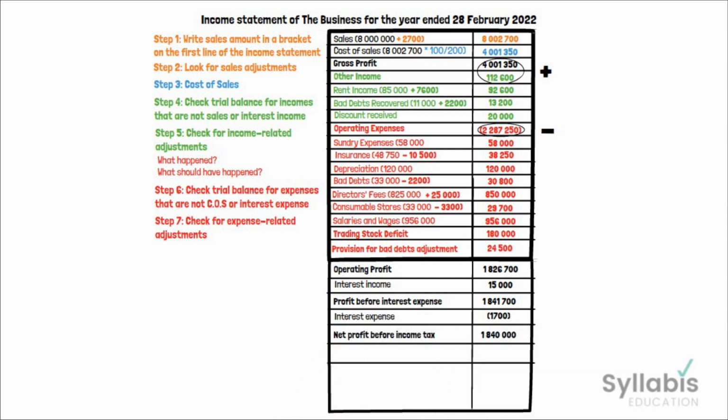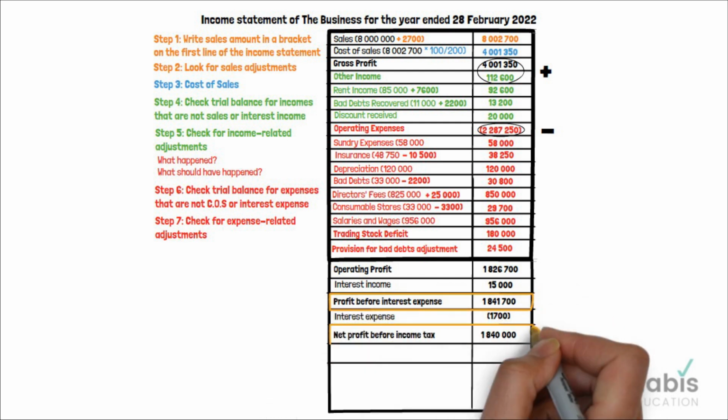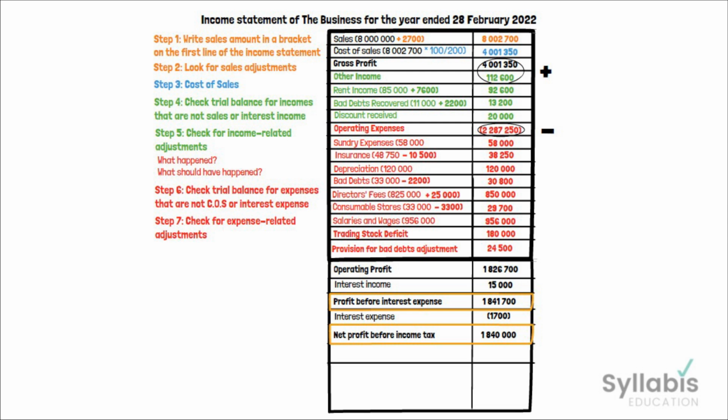You must always show the profit before interest expense, and the net profit before income tax. Subtract the tax from the net profit before tax to calculate the net profit after tax.